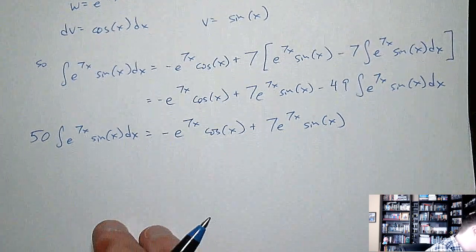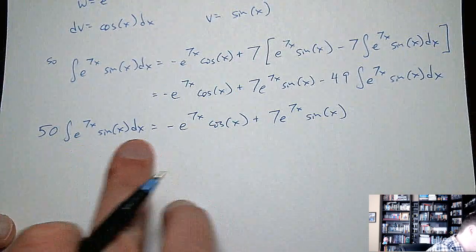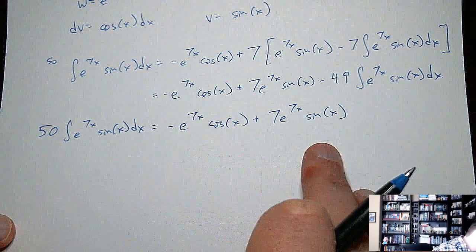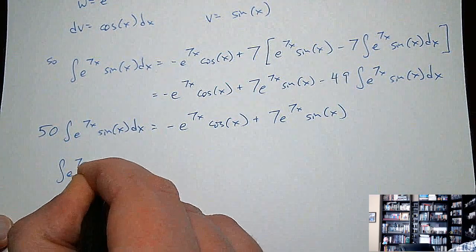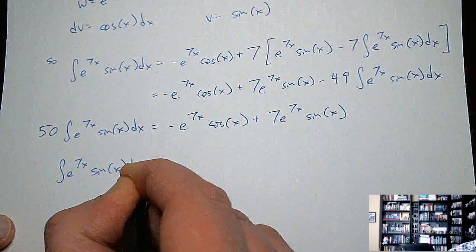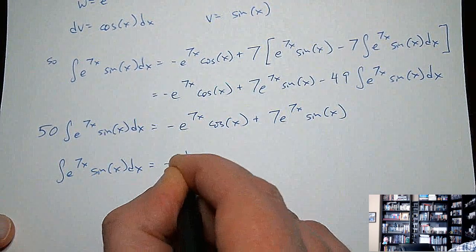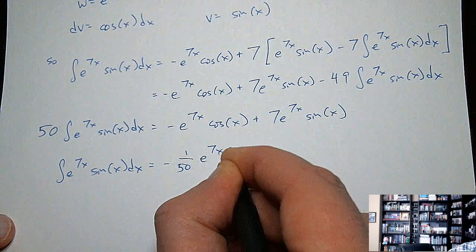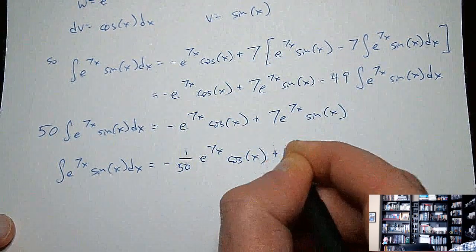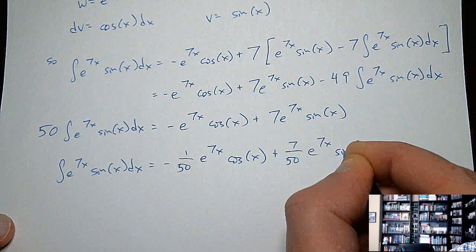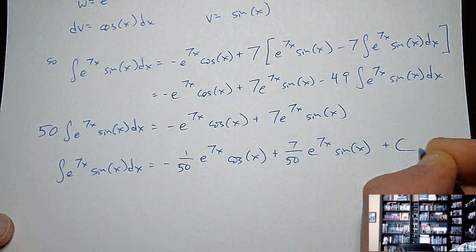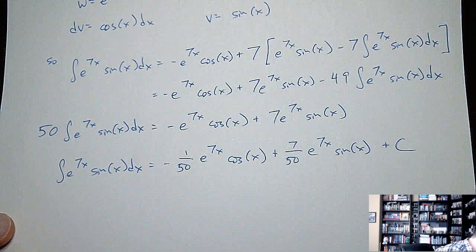And therefore, the thing that we're actually after, which is that integral on its own, we'll get it by dividing through by 50. So that tells us that the integral of e to the 7x sine x is negative 1 over 50 times e to the 7x cosine x plus 7 over 50 times e to the 7x sine x. Now we need to remember to include our constant of integration.